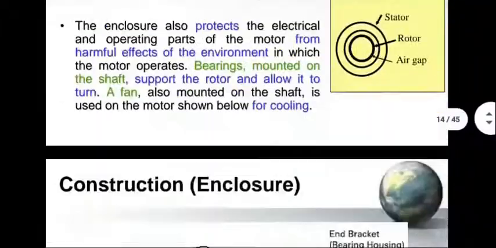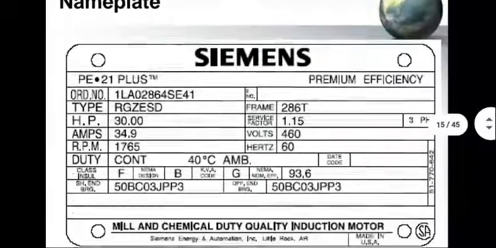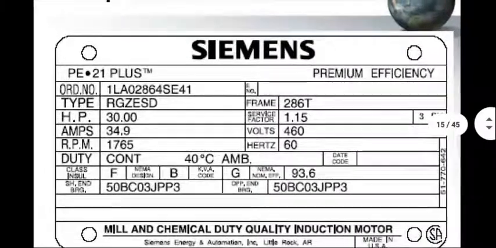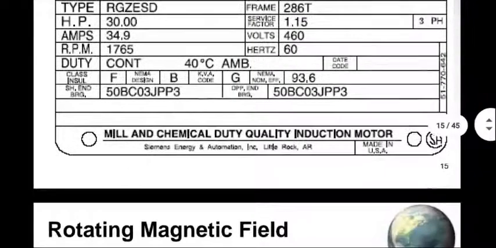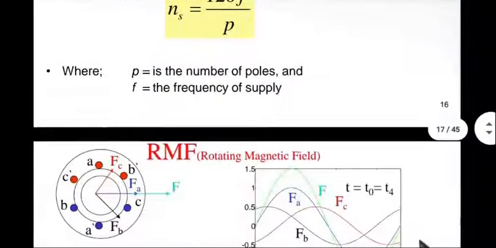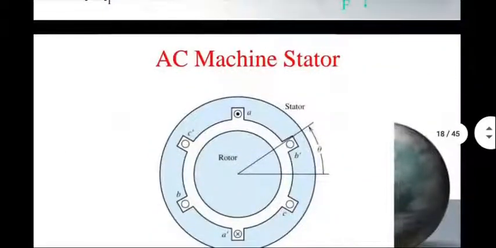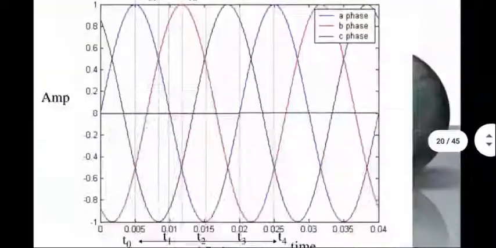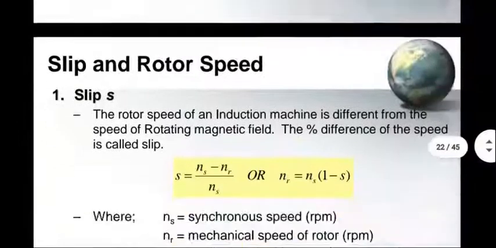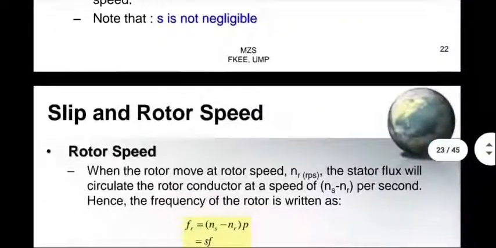Let me see if there is something new here. Yeah, this is how the nameplate looks. You may not be interested too much, but I'm showing it to you anyway because it's there in the PPT. This is a famous formula. We have already gone through it. Slip, etc. We have already defined.